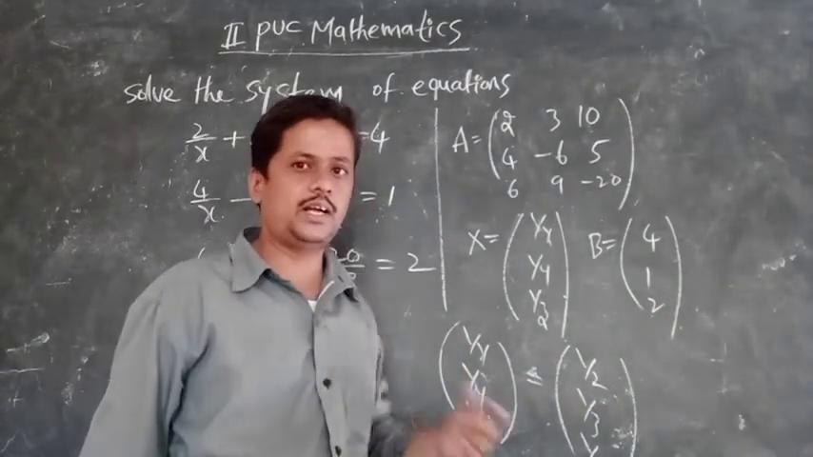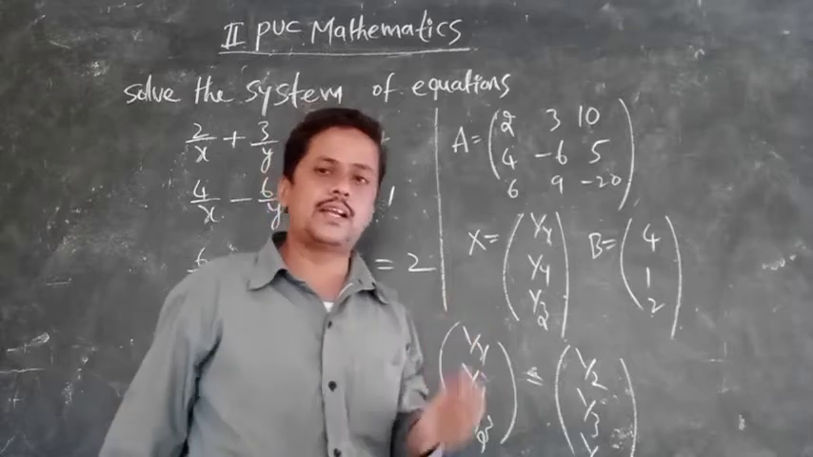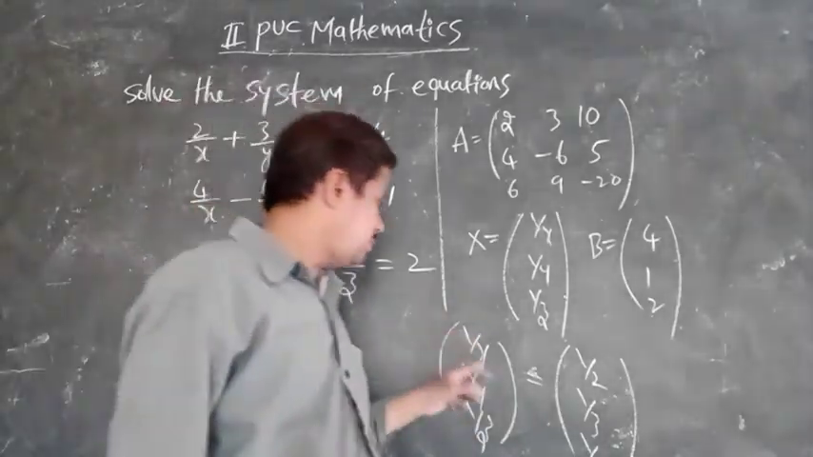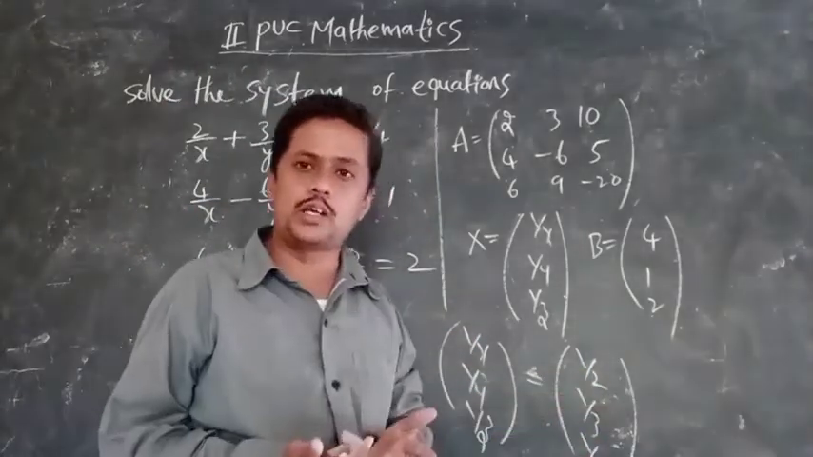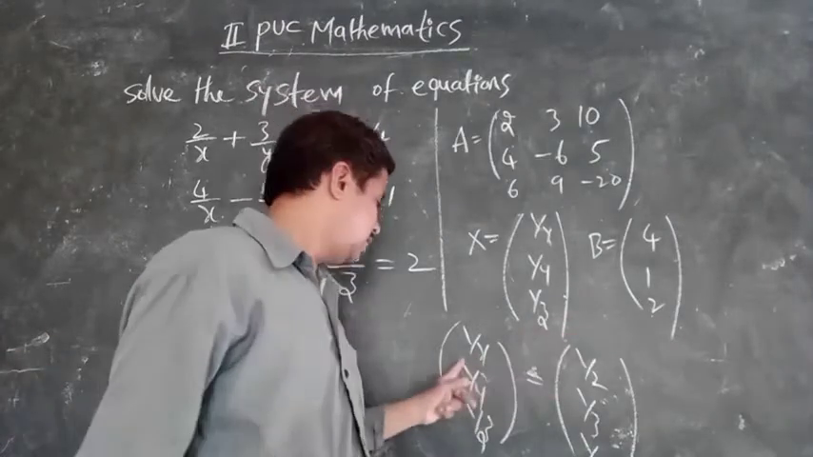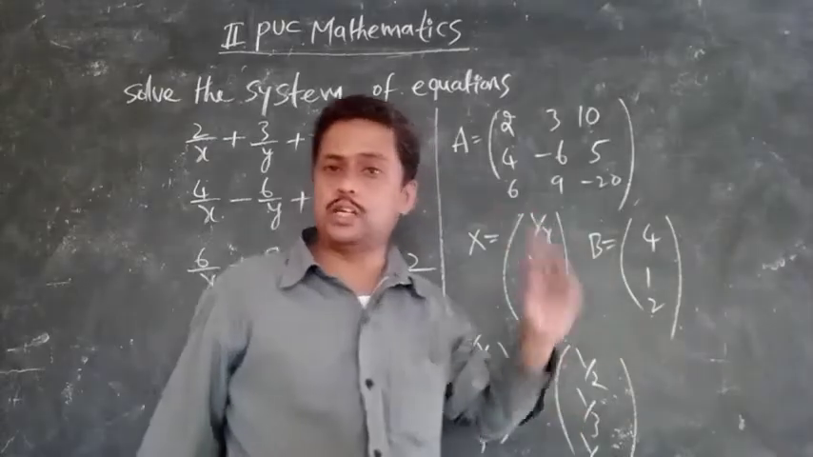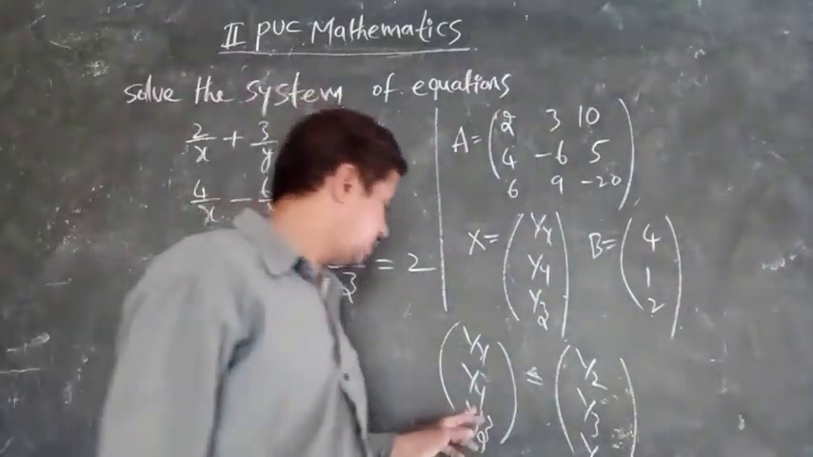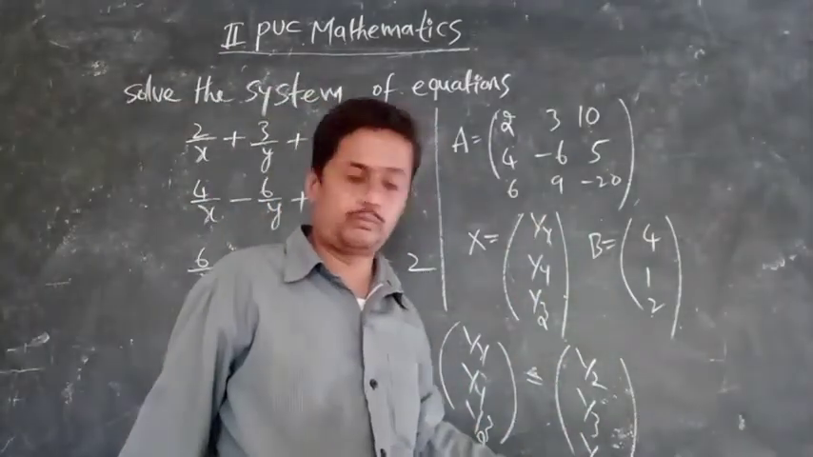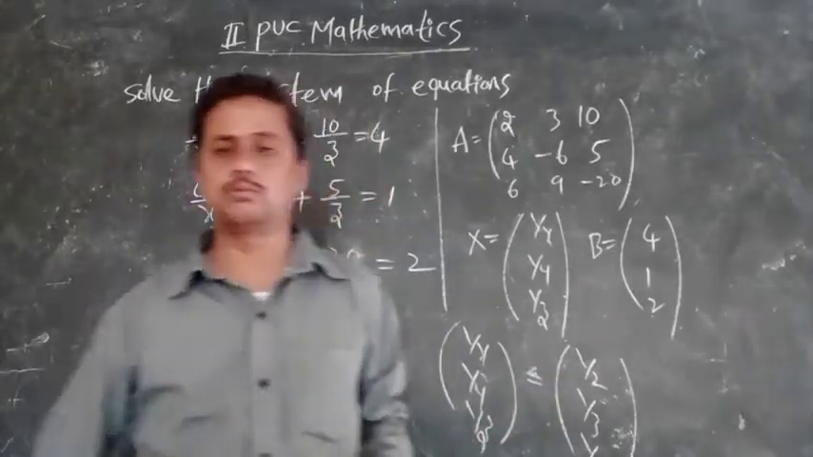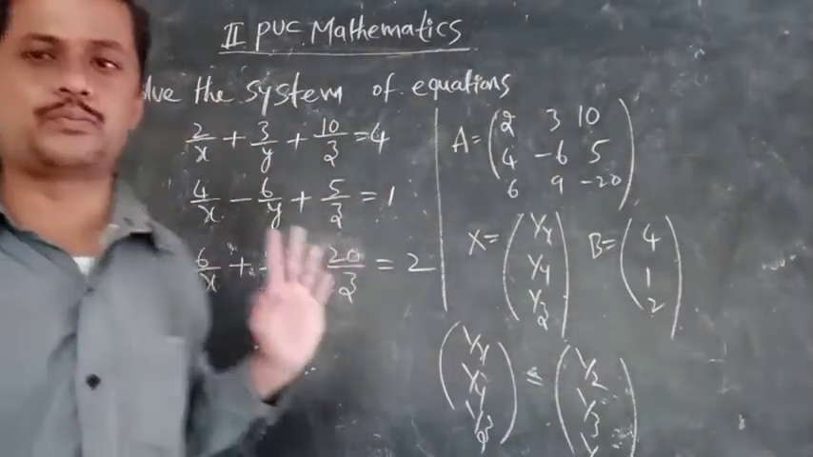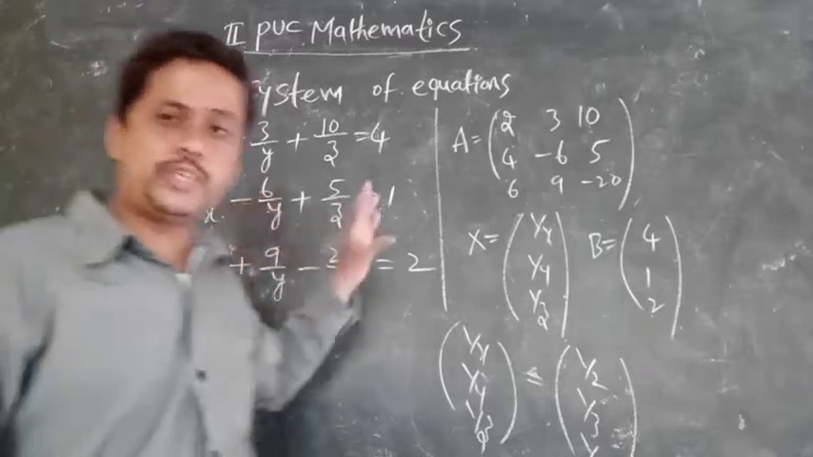If you got like this, how do we find the x value? 1/x is equal to 1/2, so x is equal to what? 2. That's it. 1/y is equal to 1/3, so y is equal to what? 3. 1/z is equal to 1/4, so z is equal to 4. Very easy. Okay? So no change in this one.